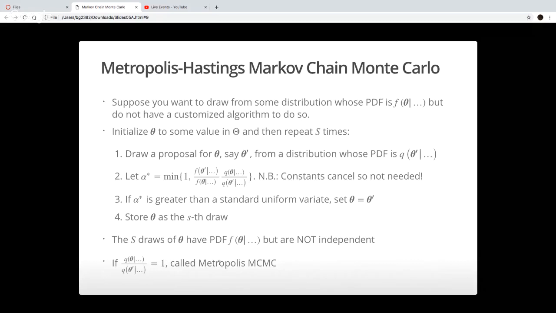So suppose you want to draw from some distribution whose PDF, at least you know the numerator of, but you don't have a customized algorithm to do so like we do for the bivariate normal. So you can construct your Markov process like this: initialize your parameters to some valid values in the parameter space capital theta, and then repeat the following 4 steps S times. Draw a proposal for the parameters, which I'll call theta prime, from some distribution whose PDF is Q, that you do have an explicit algorithm to draw from, like a normal or a uniform or something easy like that. So Q doesn't have to have any particular relationship to F in order for this algorithm to be valid.